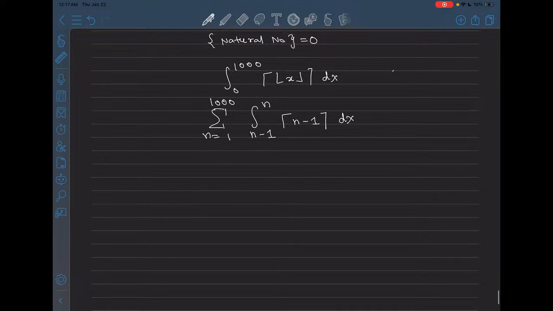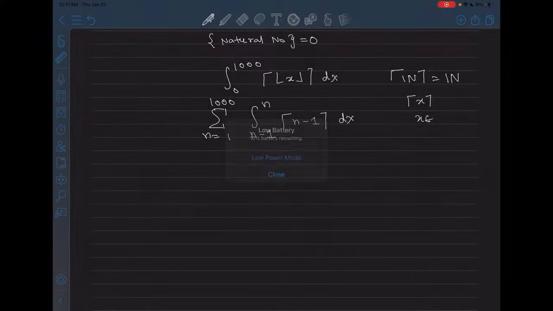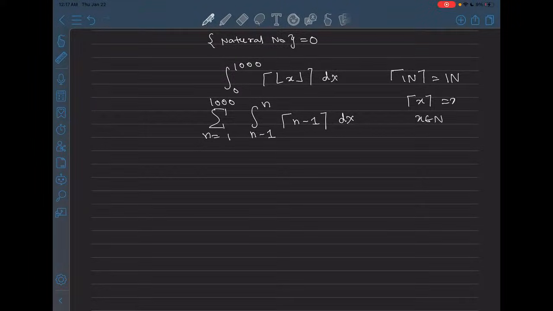And now even if you take ceiling, even if you take the ceiling of a natural number, that's just a natural number. It doesn't change. I mean, if you take the ceiling of x and x belongs to the natural numbers, then that's just x. Okay, yeah. So because of that, even if you take ceiling, it will still be n minus 1. Okay, n minus 1 to n, and this is still n minus 1.